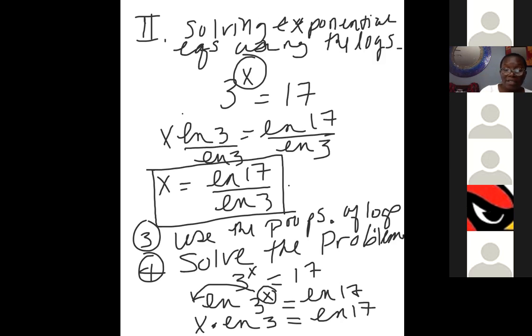For you to get the decimal approximation, you grab your calculator and you're going to do natural log of 17 divided by natural log of 3 and plug this into your calculator, guys.